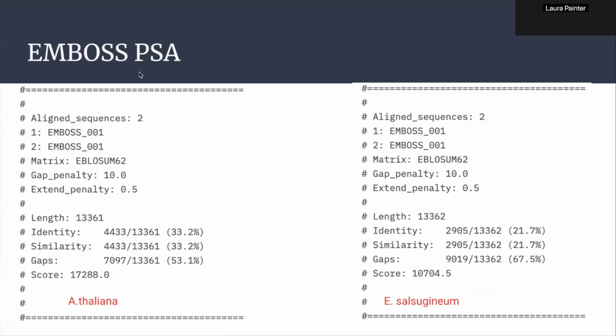And using EMBOSS pairwise sequence alignment, here is the sequence alignment of both of our model species with the tomato. On the left, we have Arabidopsis, pretty low identity at 33%, and Eutrema on the right, also pretty low at 21%. However, this is expected since these species at a baseline are not very closely related, and so we're seeing that there is a difference there.